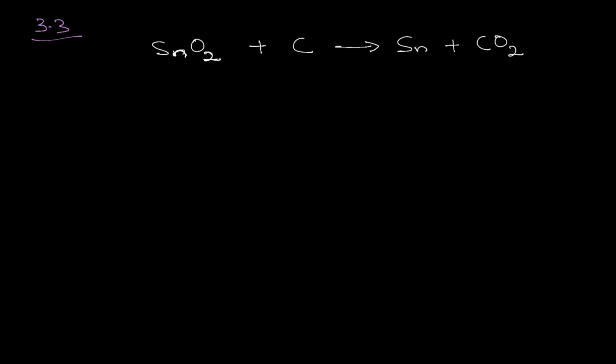Question 3.3. Carbon is used to extract tin from tin oxide. The equation for the reaction is given here. Calculate the percentage atom economy for extracting tin in this equation. Relative atomic masses have been provided. So the atom economy in this case will be the mass of the product that we need, the tin, over the total mass of the reactants, times 100, because what we're looking for is not carbon dioxide, we're looking for tin.